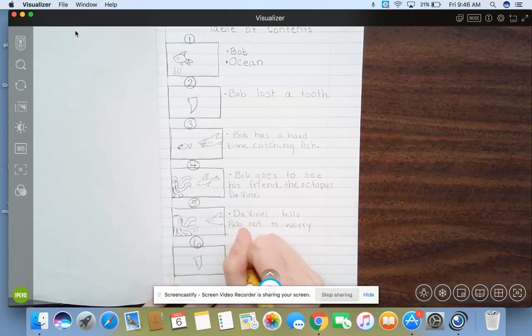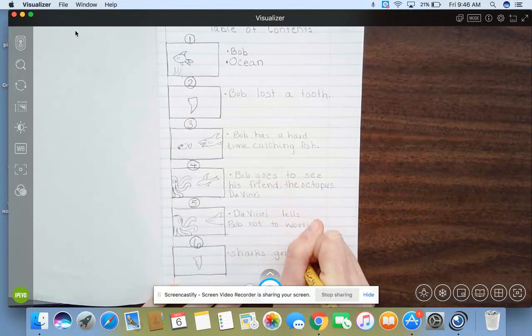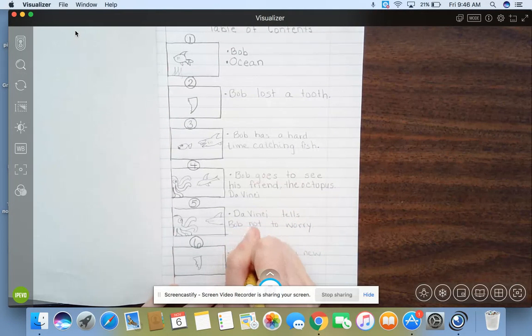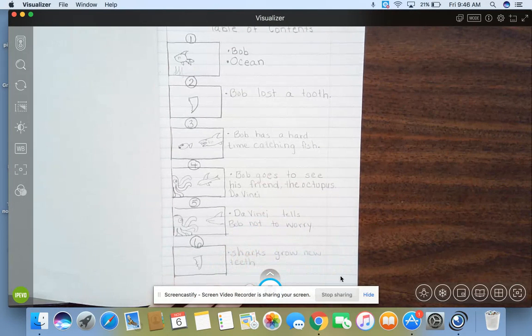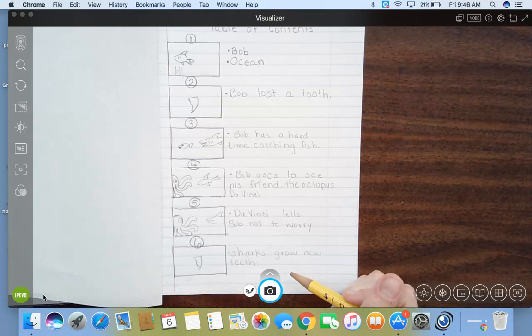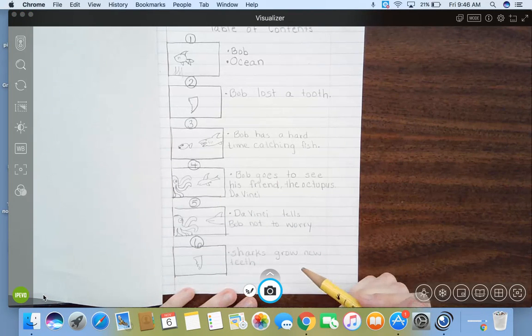So I'm going to put that down. Sharks grow new teeth. And even my planning, as I write my story, the part that I'm planning, I do it as neatly as I possibly can. And I try really hard to make sure my spelling's right. I know a lot of you guys are still having to sound it out, and that's fine.